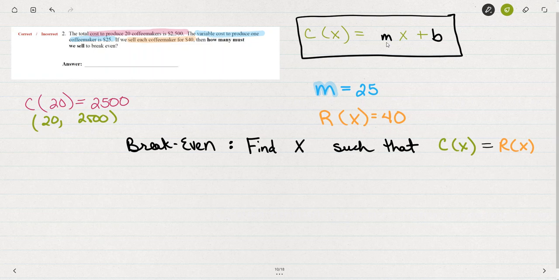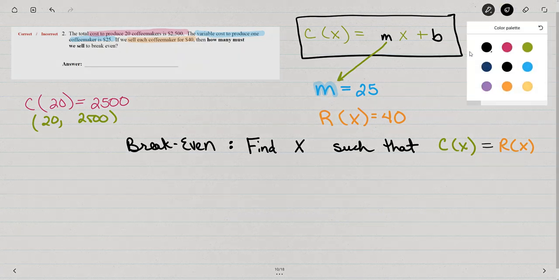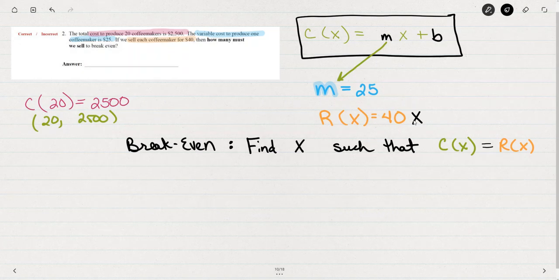So the variable cost is the m, and I've got that highlighted in blue. And then the revenue, R of x, is going to be 40 times x. I wrote 40, but said 400. Sorry about that. The revenue of x items, so how much money comes in, is $40 times the number that we sell. So 40 times x. R of x equals 40x. That's how we could interpret these two pieces of information.